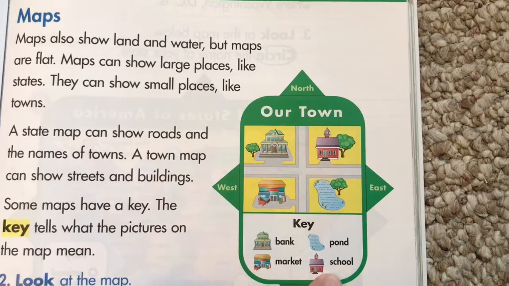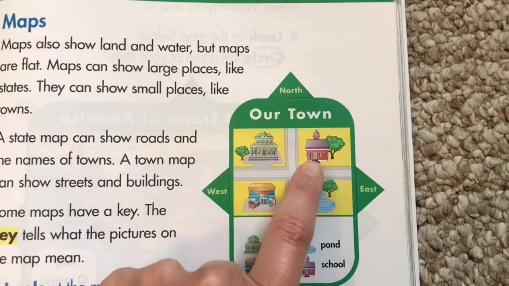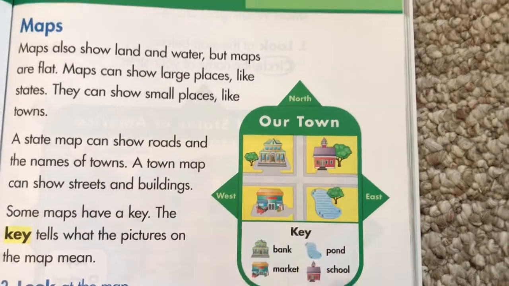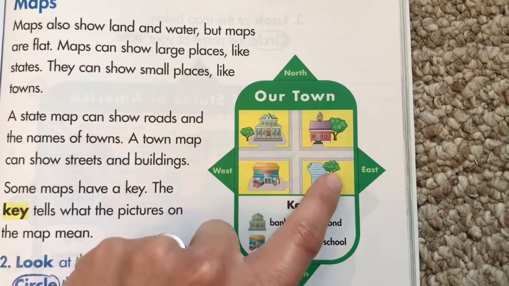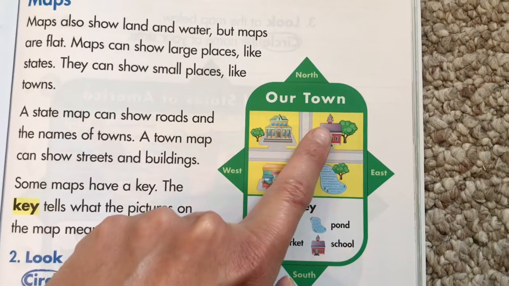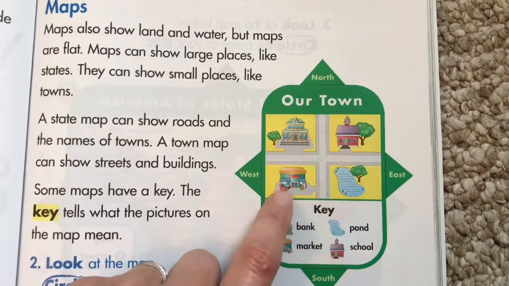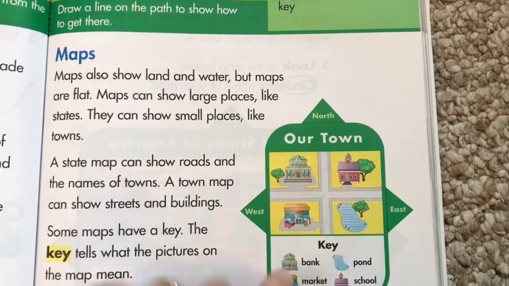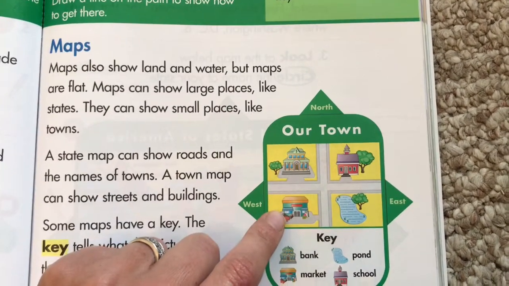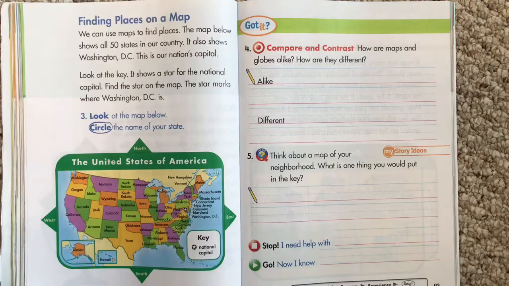Then we have the school. So when I see this, I know it's a school. And there it is on our map. So this key was important because it let me know what each place is. Bank, school, pond, market. So now I know what they mean. So I use this key to understand the map. Okay, so whenever you see a key on a map, you got to stop and take a look at it.